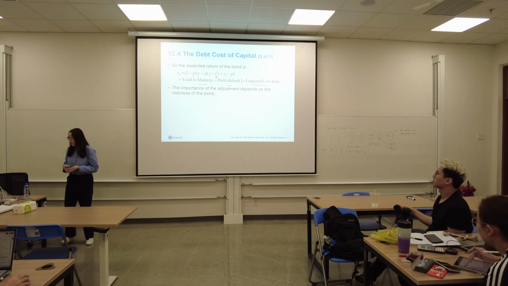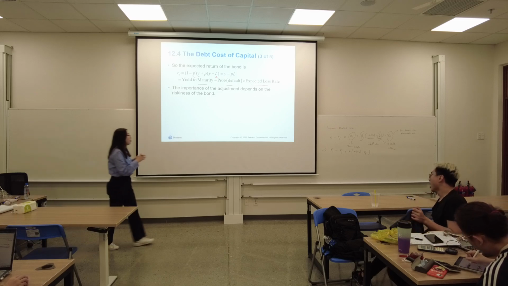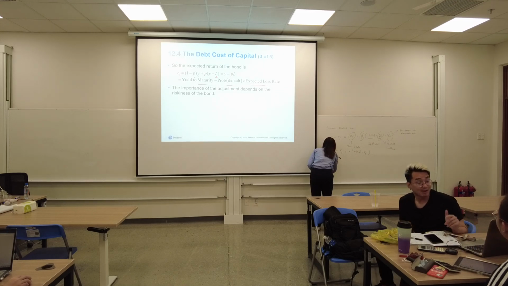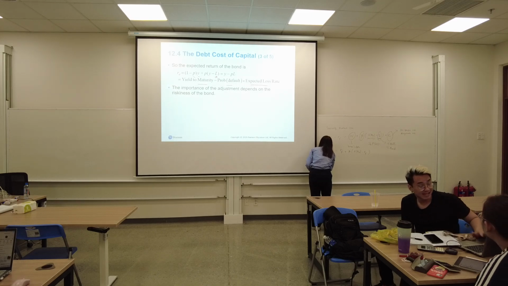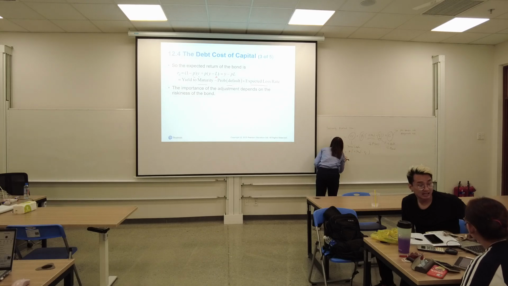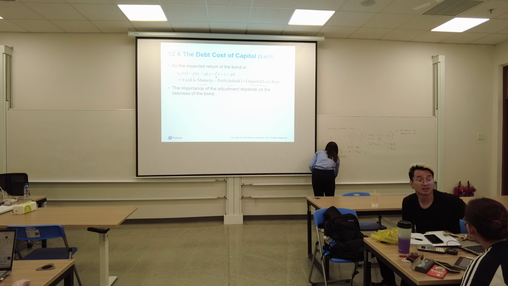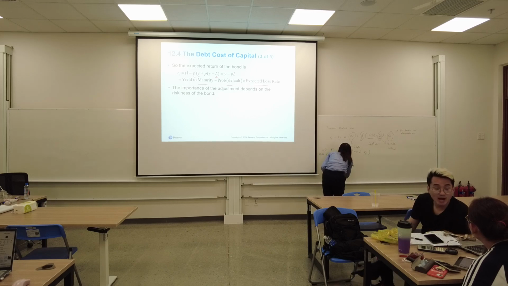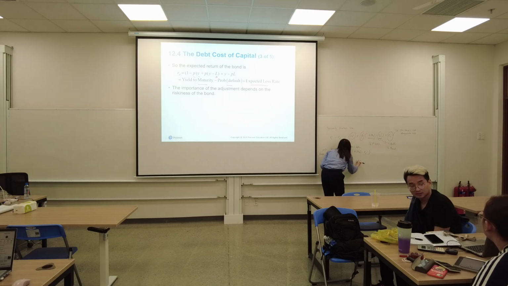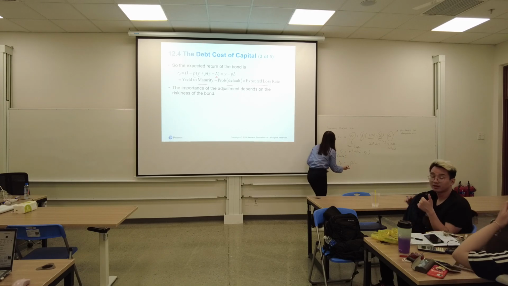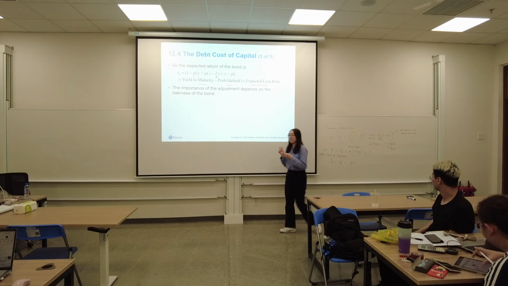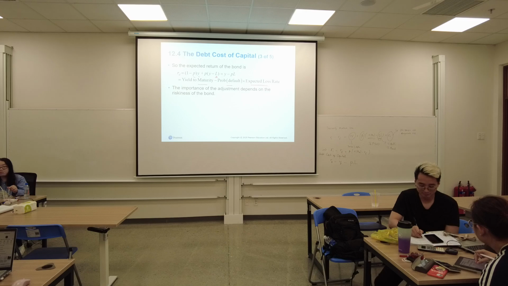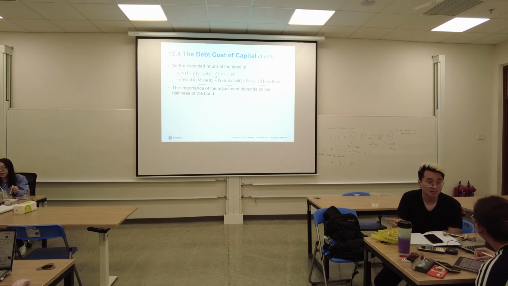So this is the way we calculate the cost of debt. It is equal to the yield to maturity, or the internal rate of return, minus the probability of default times the expected loss rate. Any questions so far?